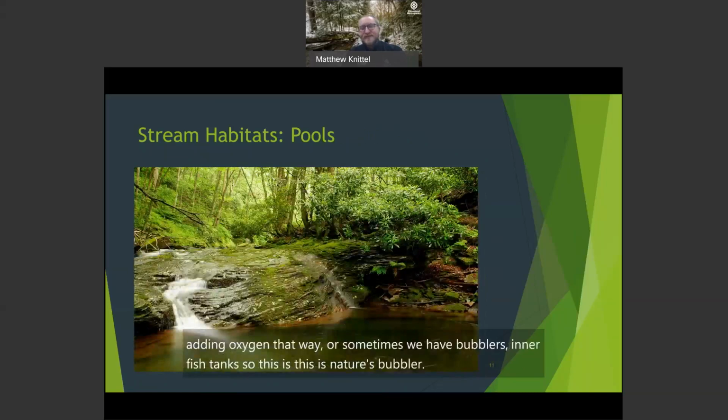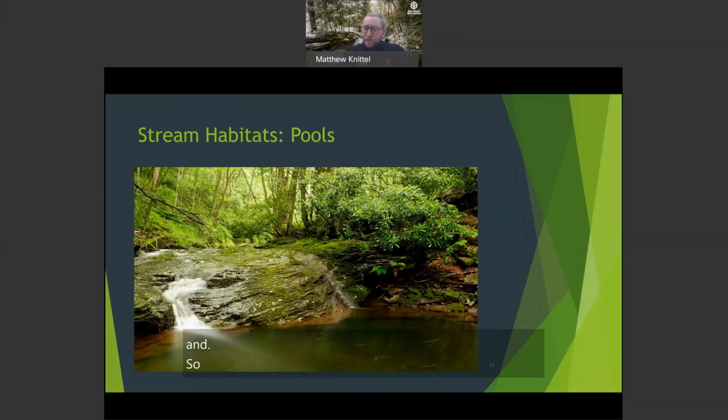Next, we have pools, and so those are deep, slow-moving areas. You can find different macroinvertebrates living in here. A lot of times you'll find deeper or larger fish living in these deep areas. And so it's another different habitat where you can find different species that exist in there.